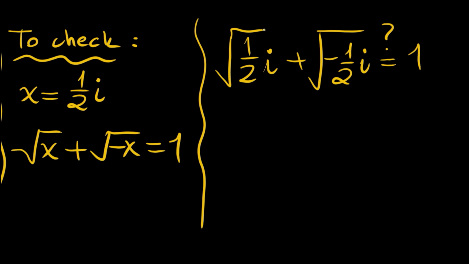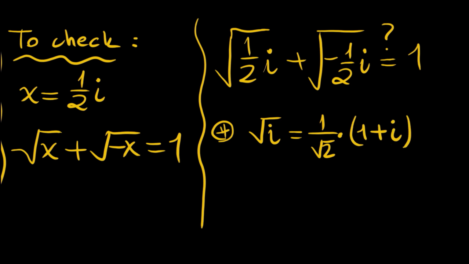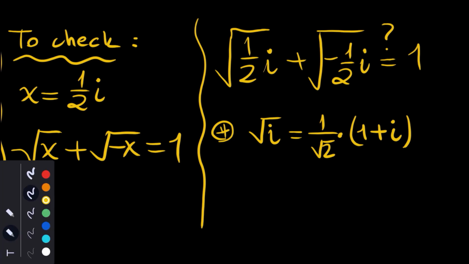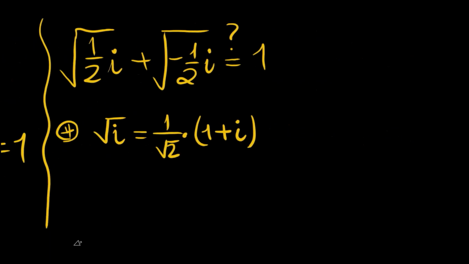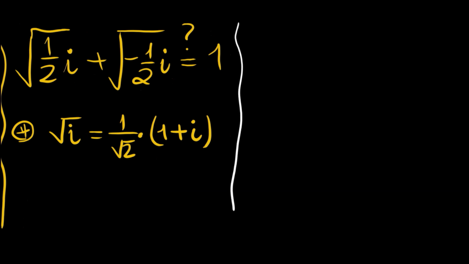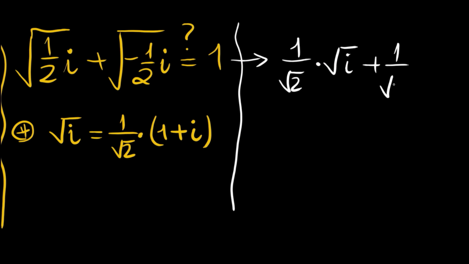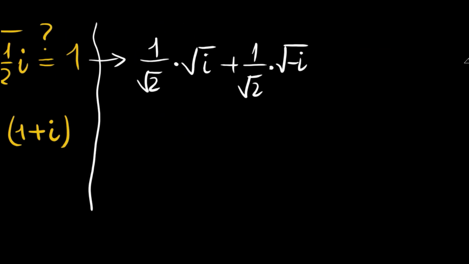Now let me remind you that the square root of i is equal to 1 over root 2 times 1 plus i, actually plus or minus. Let me use this. You can use the other one also. Now this first one can be written as 1 over root 2 times the square root of i plus 1 over root 2 times the square root of negative i. And we want to show this is equal to 1.